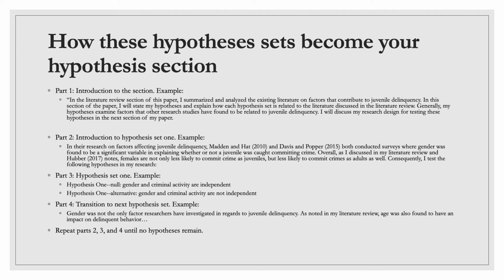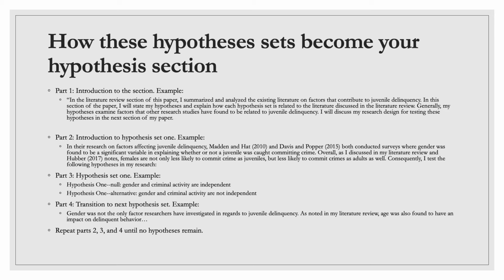So how do these hypothesis sets become your hypothesis section? Well, your section is going to start off with an introduction, and your introduction could be simple. In the literature review section of my paper, I summarized and analyzed the existing literature on factors that contribute to juvenile delinquency. In this section of the paper, I will state my hypotheses and explain how each hypothesis set is related to the literature discussed in the literature review. Generally, my hypotheses examine factors that other research studies have found to be related to juvenile delinquency. I will discuss my research design for testing these hypotheses in the next section of my paper.